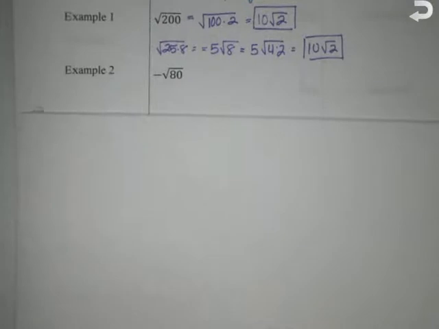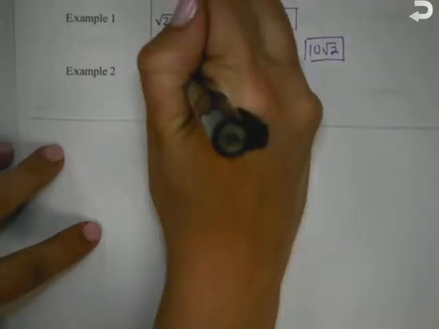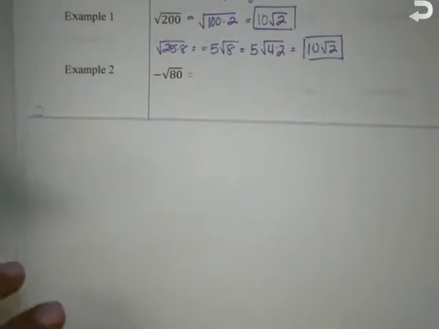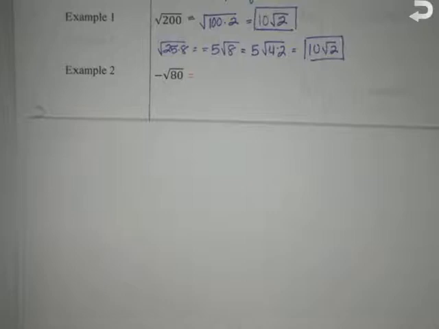How can I break down 80 using a perfect square? 4 and 20 works. 4 and 5 and 40. 8 and 10, but neither of those are perfect squares. 2 and 40, but neither of those are perfect squares either. 5 and 8. Which one did you say, Julia? 4 and 20. Why don't we do 4 and 20? 4 is a perfect square, right?